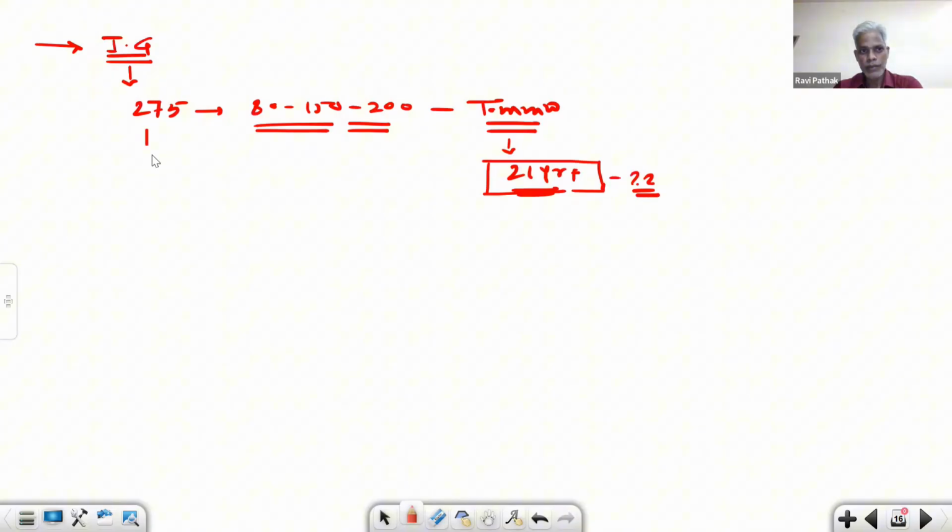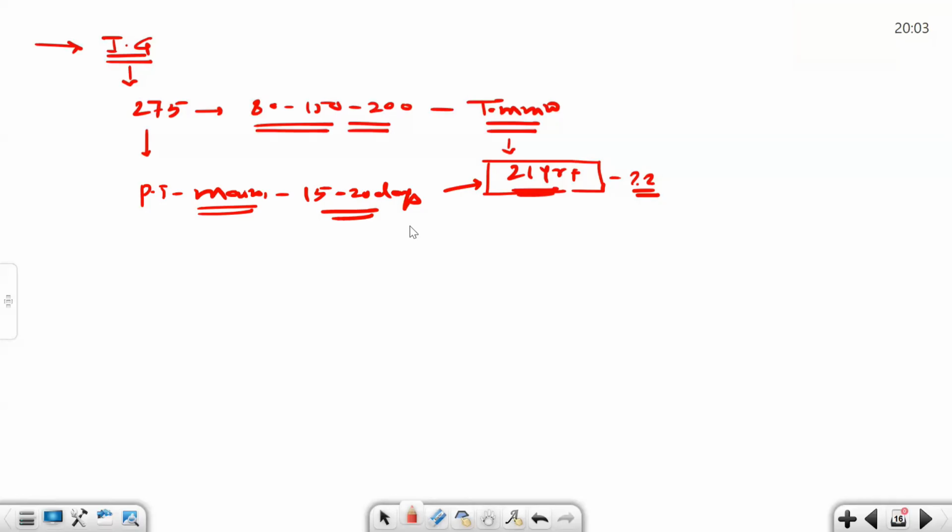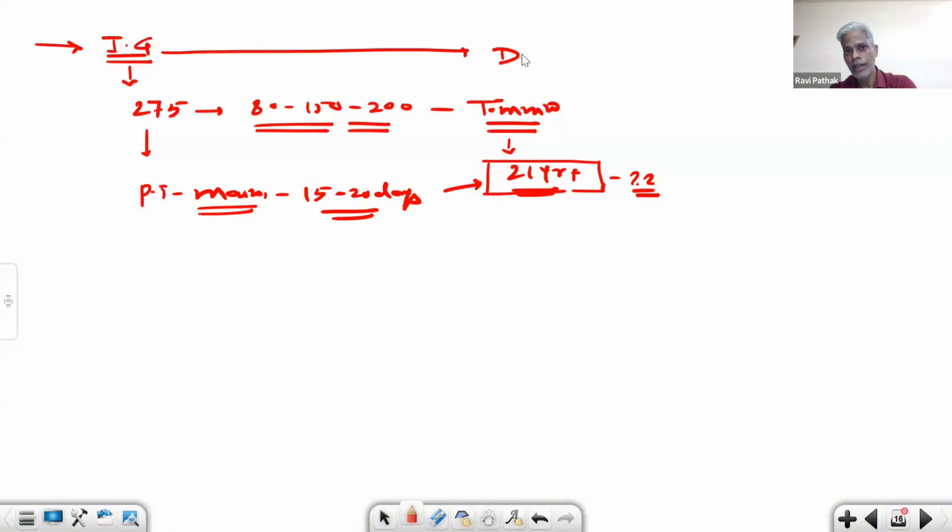And what people do, first they qualify PT, then they write mains, and after qualifying mains, when the result comes, between mains and your interview there is just a gap of 15 to 20 days. Is 15 to 20 days sufficient to change this personality? Not even better for interview. So we have to start preparation of our interview from day one.